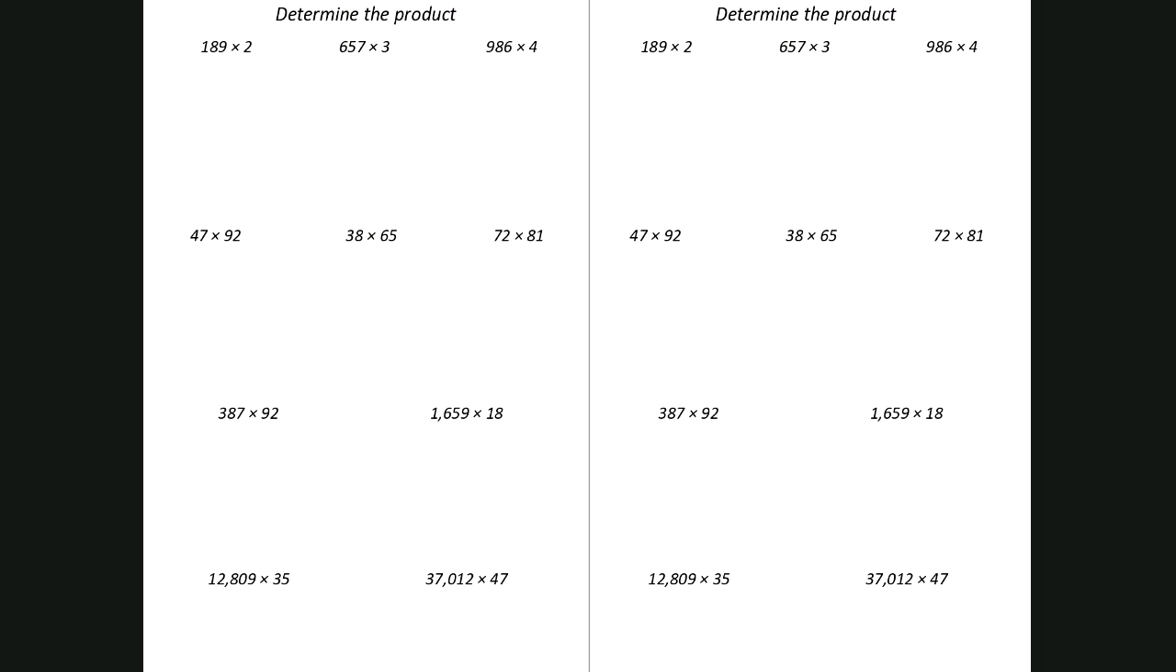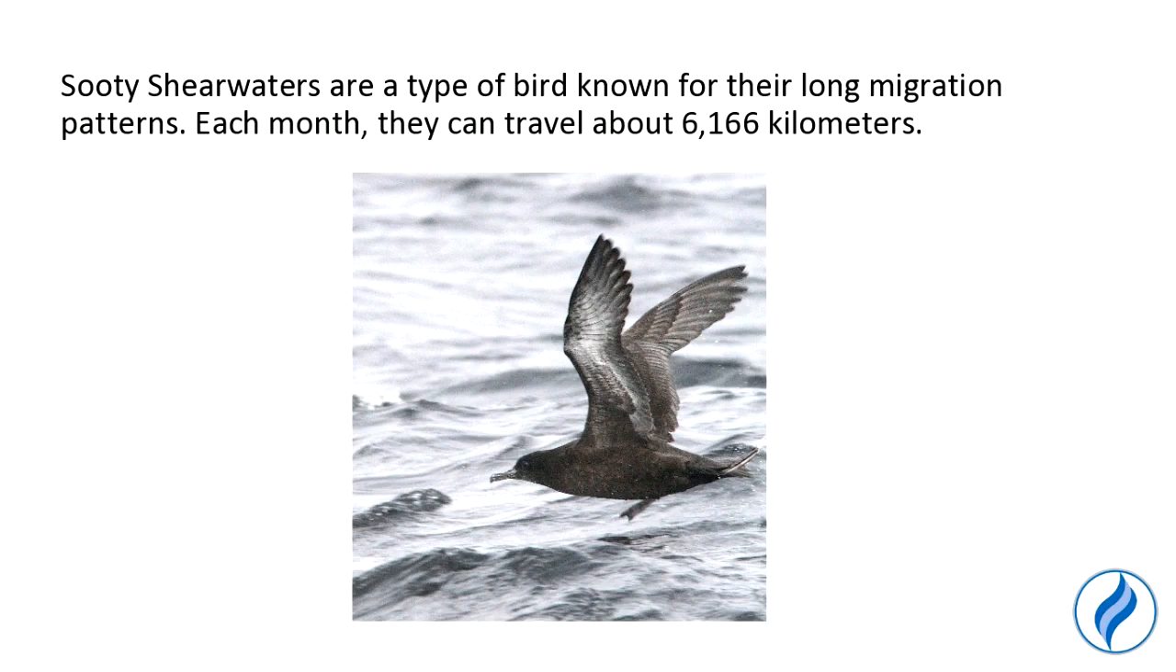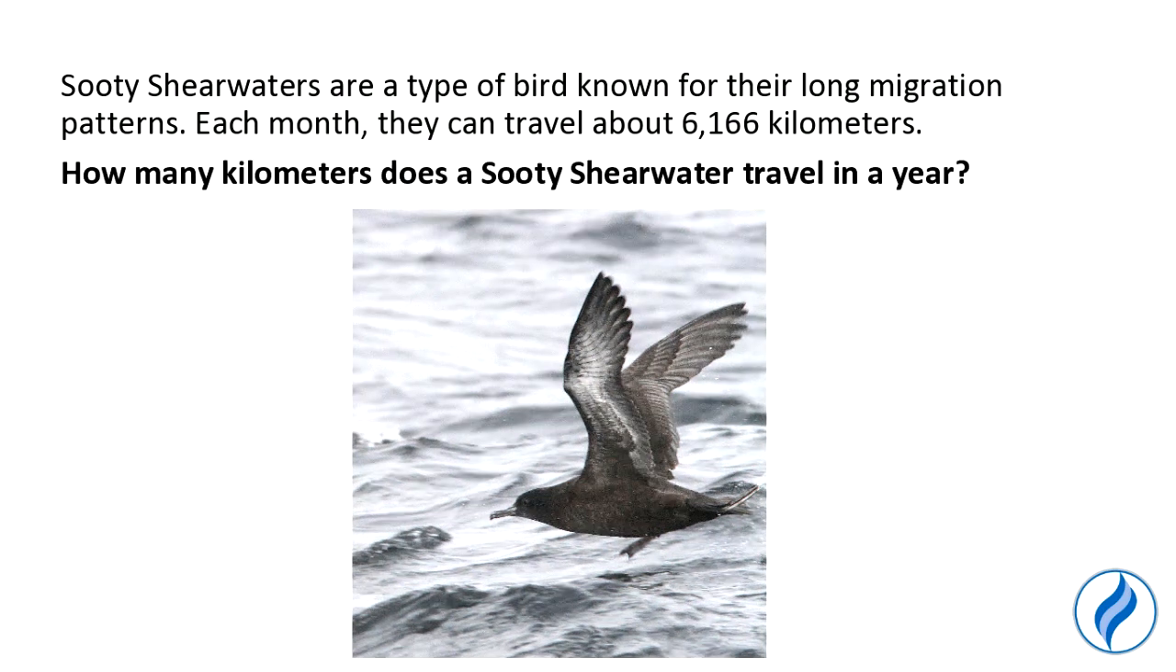And let's take a look at one other way that you might possibly find this type of multiplication in a real world scenario. Let's talk about flying birds. Read along with the screen as I read aloud. Sooty shearwaters are a type of bird known for their long migration patterns. Each month they can travel 6,166 kilometers. How many kilometers does a sooty shearwater travel in a year?